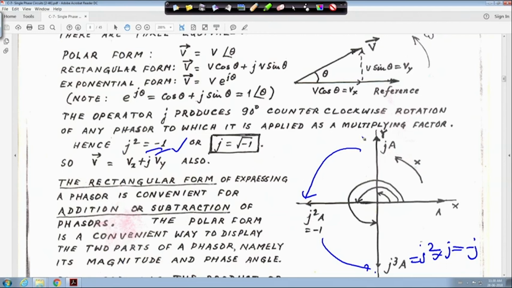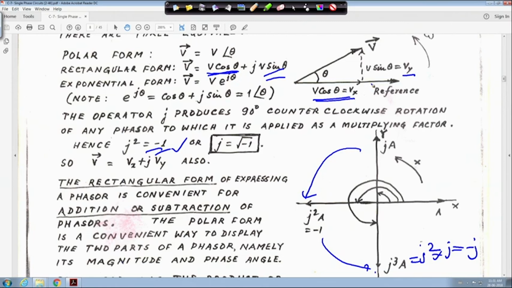This V cos theta is the x component, so Vx is equal to V cos theta, and V sin theta is this one, so Vy is equal to V sin theta, and this is the resultant V. So basically V will be V cos theta plus j V sin theta.